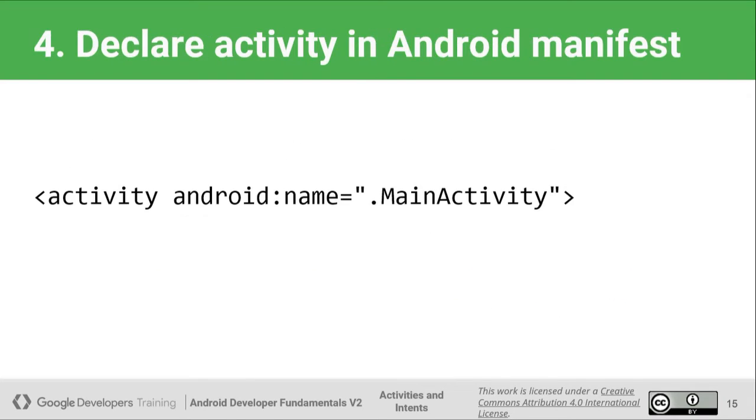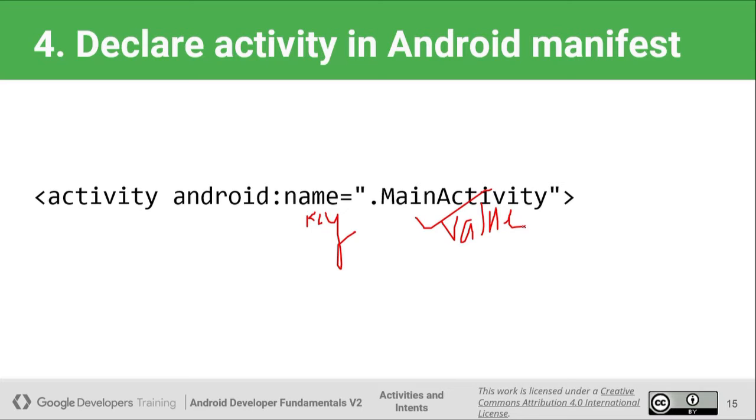So declare activity is the fourth step of creating an activity in Android: declare the activity in the Android manifest file. So in android:name, this is the key, and this is the value. This is the key, and this is the value. This is the default notation for how we write key-value pairs in Android.